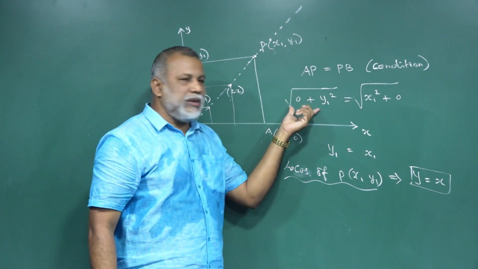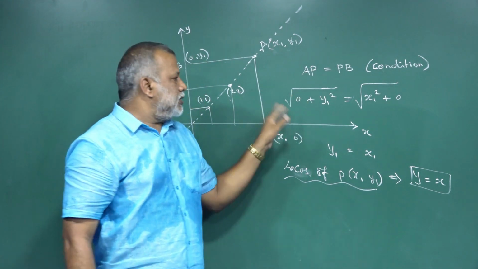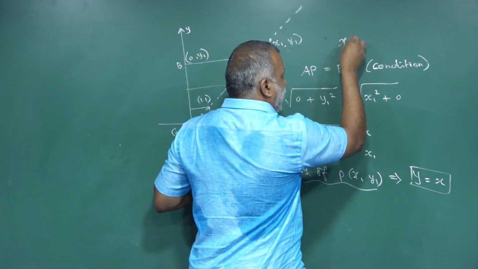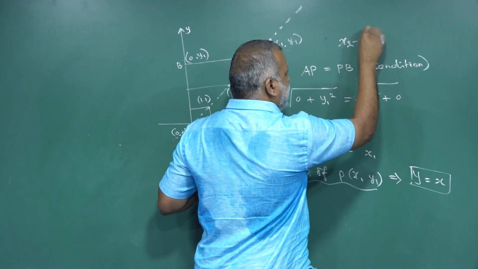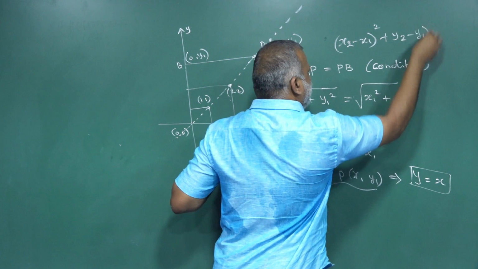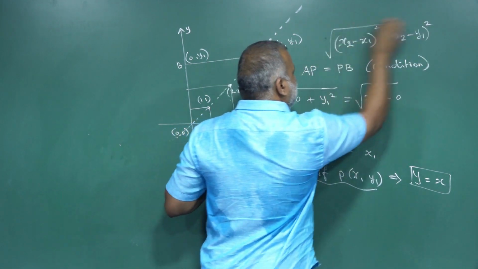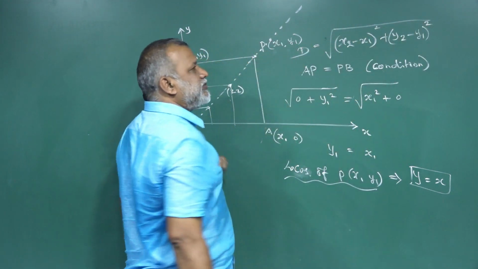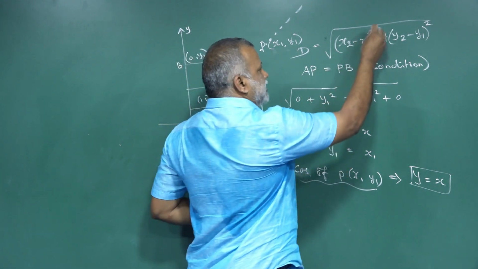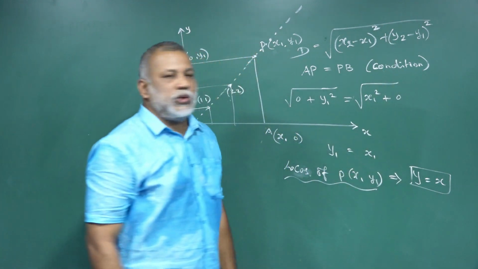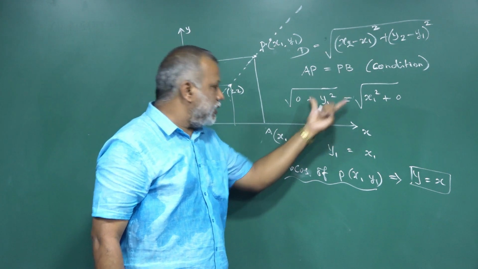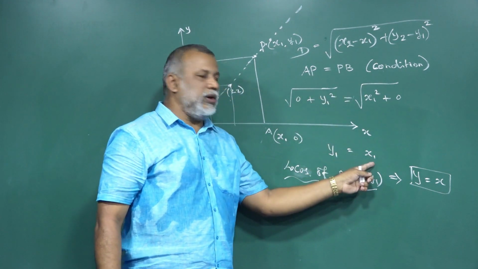Then what is the meaning of AP? Distance between 2 points. Use the square root of, you are using the formula: x2 minus x1, the whole squared, plus y2 minus y1, the whole squared. This is the distance between 2 points that you used in lower classes. So AP equal to PB, we are using this formula. Simplifying, we are getting y1 equal to x1.